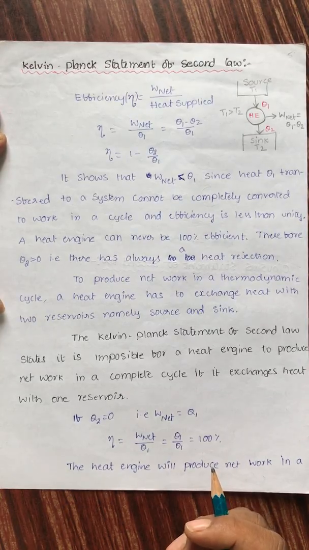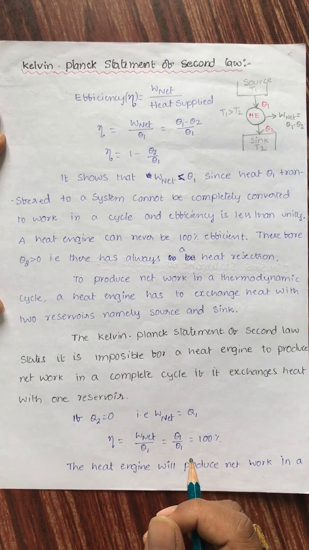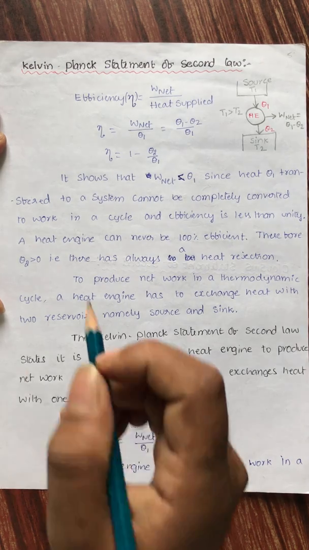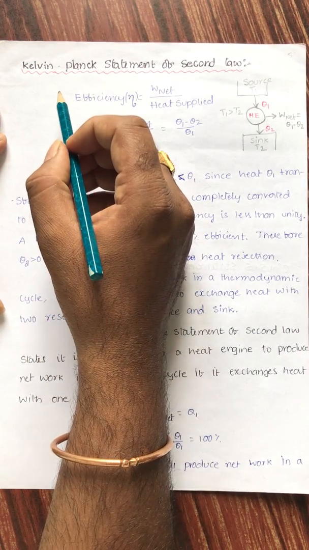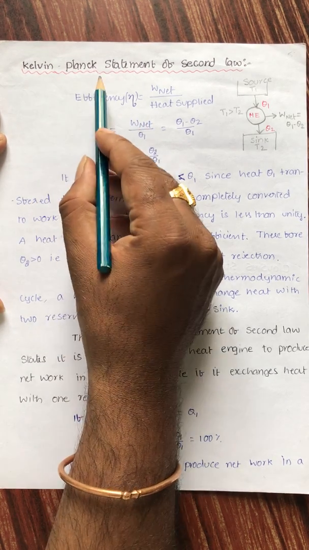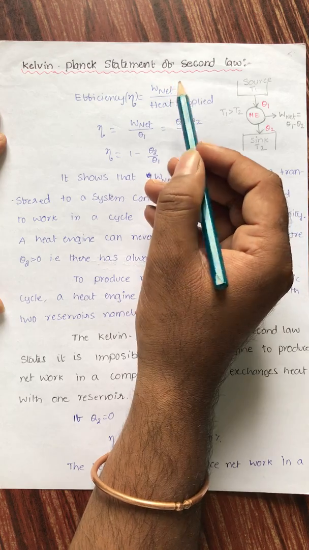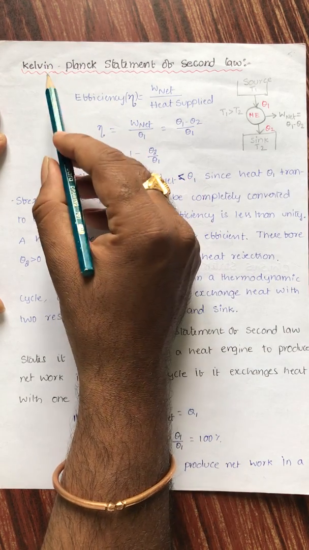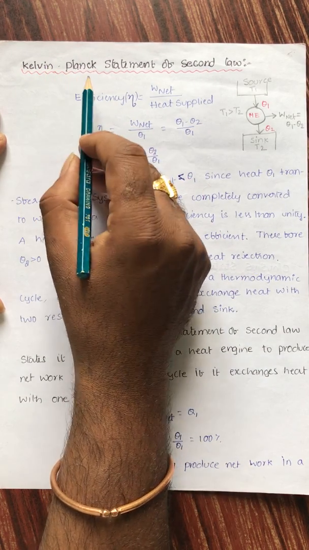Today we are going to discuss the second law of thermodynamics. Basically, the second law of thermodynamics consists of two statements: the Kelvin Planck statement and the Clausius statement. First, let us discuss the Kelvin Planck statement.